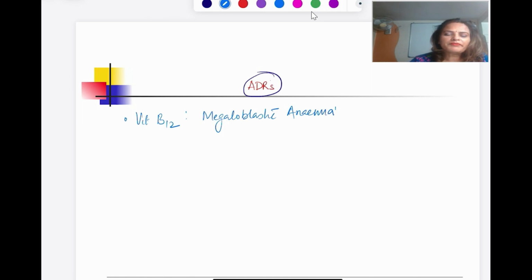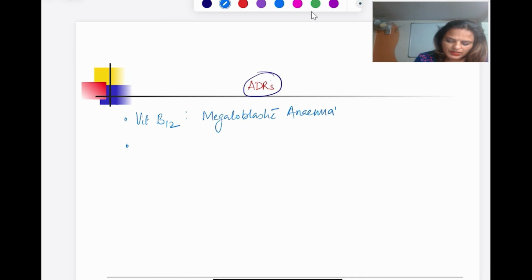What is the cause of megaloblastic anemia here? It is a deficiency of vitamin B12. Similarly, phenytoin, which is an important anti-epileptic drug, its deficiency also leads to megaloblastic anemia, but there it is due to the deficiency of folic acid. So this is number 1.